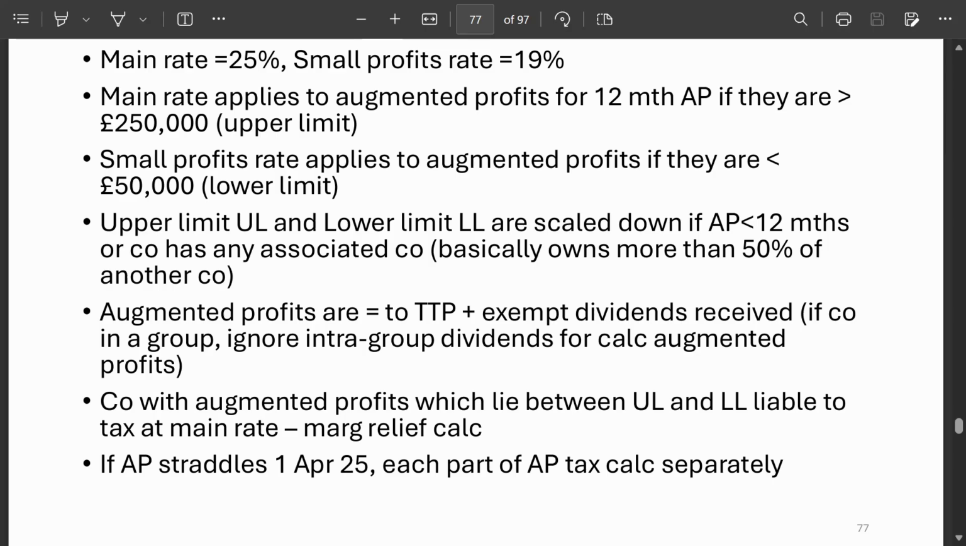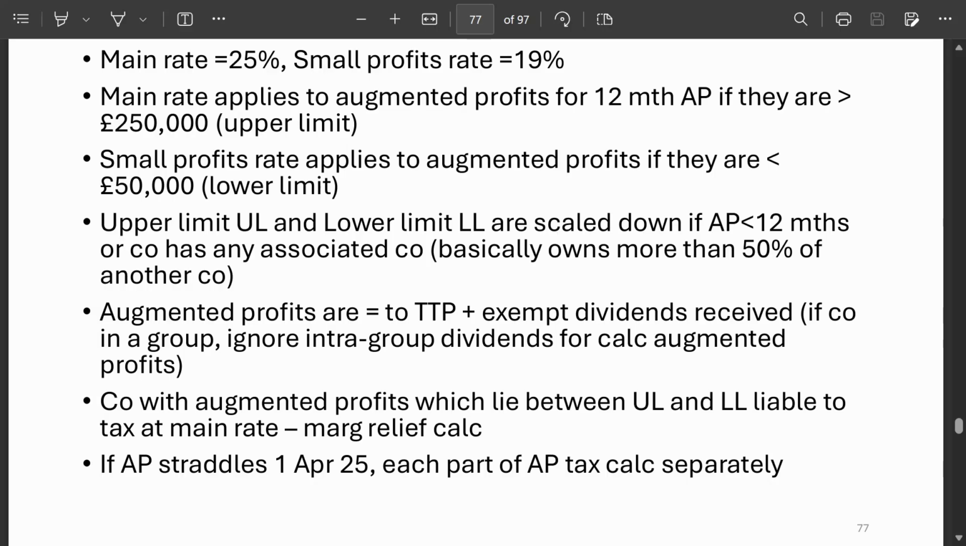I mentioned all these things in the last lecture, the upper limit and the lower limit, and this part is very important: these numbers are for 1 year for only one company. It's 1 year for one company. So if you're calculating a 4-month chargeable accounting period, you have to divide these two numbers, 250 and 50, by 4.